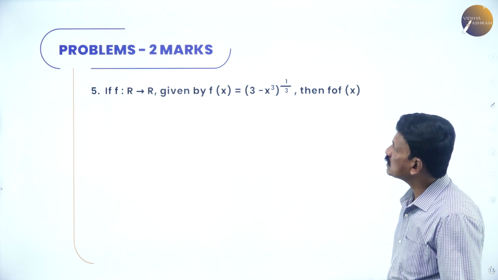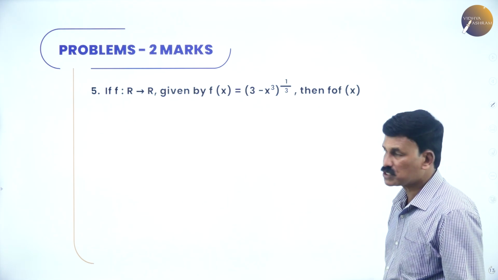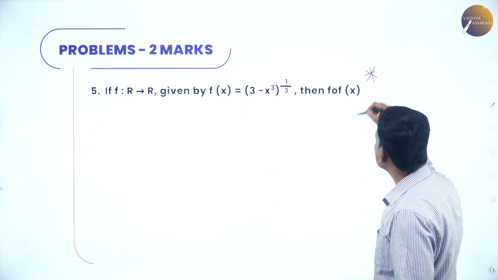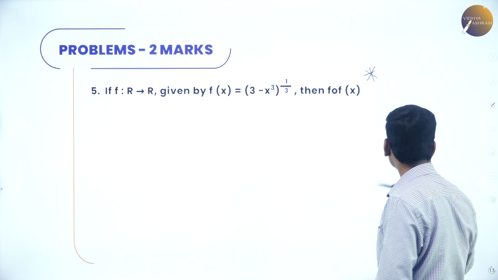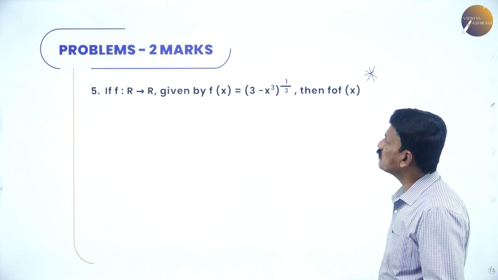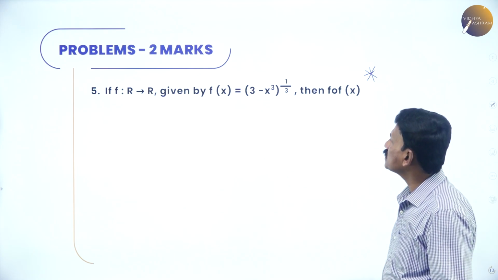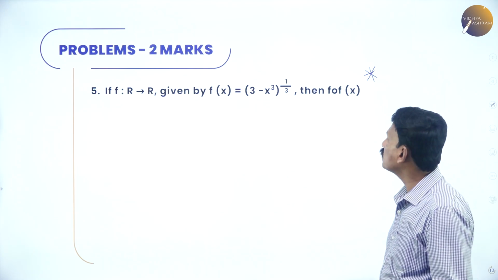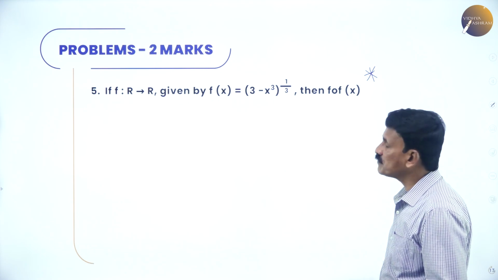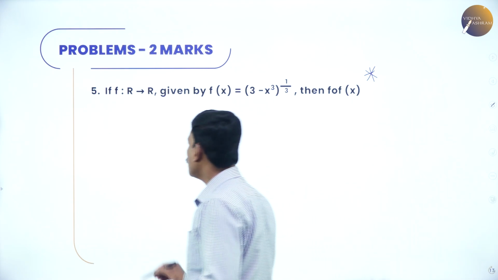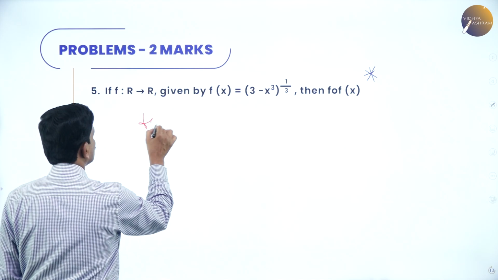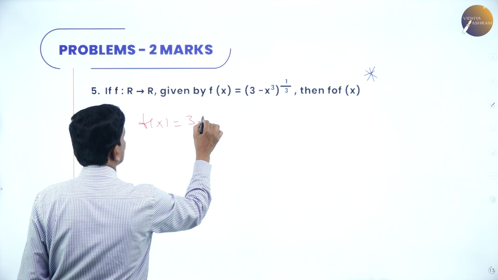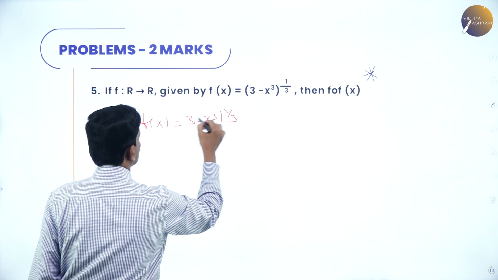Now move on to the next problem. Same type of problem. This is very important. Even this may be asked for 3 marks also. Now what is the problem given? If f from R to R is given by f of x is equal to 3 minus x cube whole raised to 1 by 3, then find f naught f of x. What is f of x? 3 minus x cube whole raised to 1 by 3.